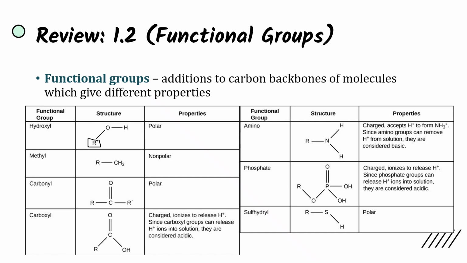Now, a methyl group is nonpolar. It's just carbon attached to some hydrogens. Next up, we have a carbonyl group, and this is polar because we've got an oxygen. And there are 2 types of carbonyl groups, aldehydes and ketones. A ketone is what's listed here.